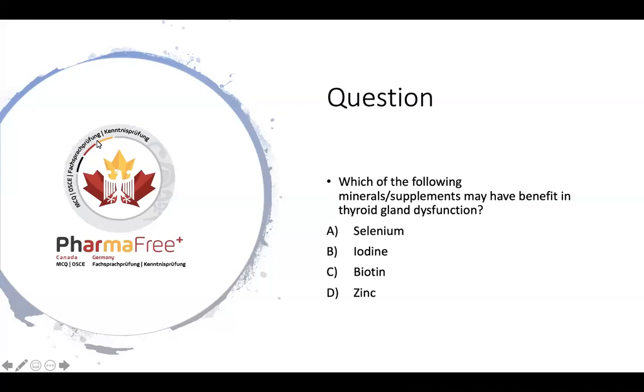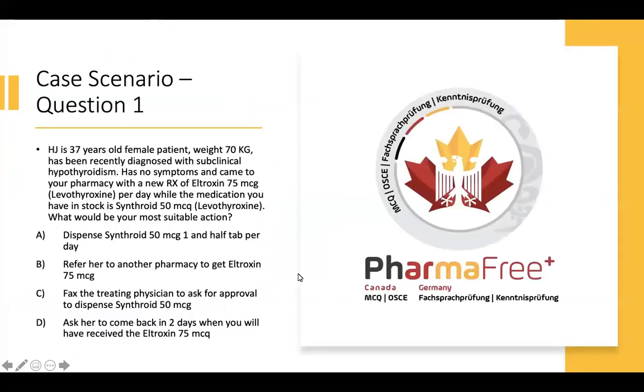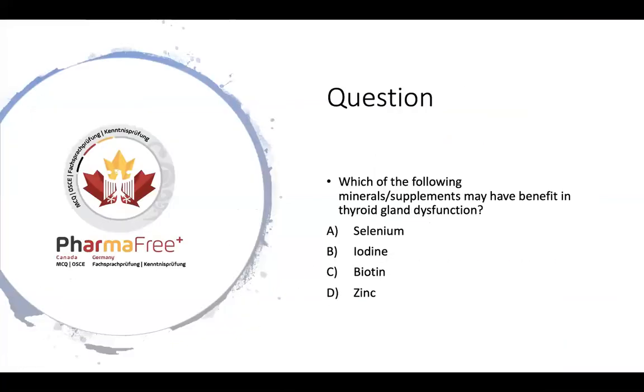You can see that some of you, about 4 or 5, Miriam, Summer, Sarah, Rashmi, Leah, answered A, while the rest answered B. The correct answer is A, selenium. Selenium could have a benefit in thyroid dysfunction, correct? Iodine.